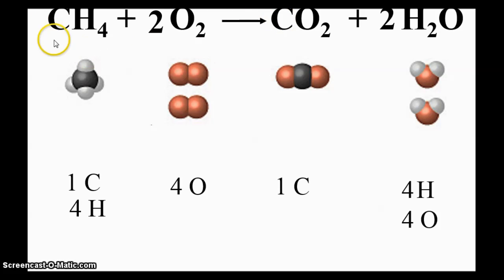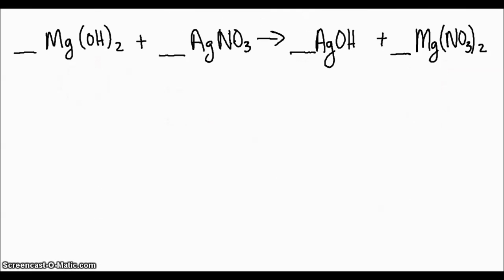And so both these are assumed here to be 1, and then we have a coefficient of 2 in front of my oxygen, coefficient of 2 in front of my water. Okay, so my final example here, you may want to pause it real quick and just write this down.